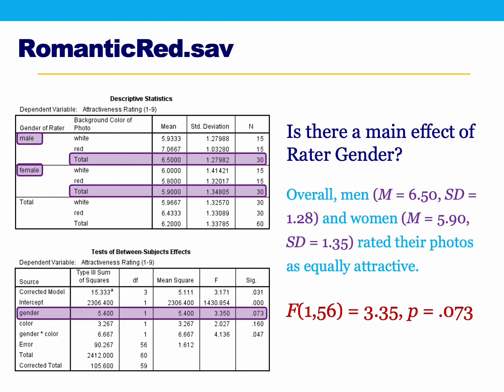Again, we would want to report the mean and standard deviation for each of our groups, as well as the F value, the degrees of freedom, and we would say that p is greater than 0.05.